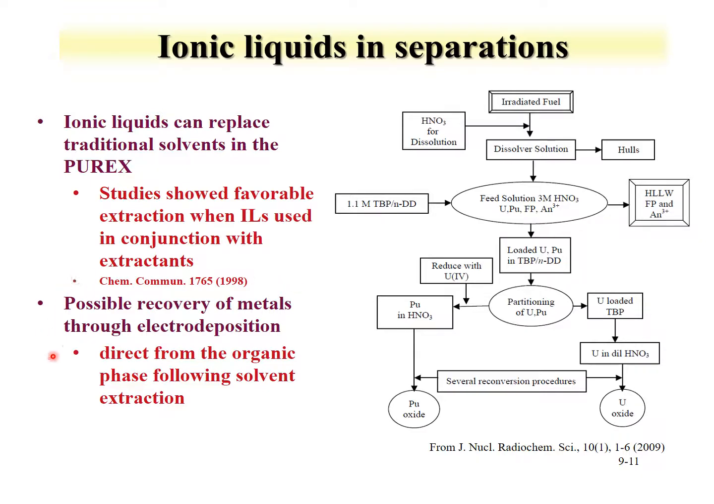One can also extend this, in that you can possibly recover metal ions from a separation that have ionic liquids through electrodeposition. This reference shows a flow sheet that has been proposed for using ionic liquids that fundamentally is similar to the Purex process, but that also includes separations of the uranium and the plutonium using an ionic liquid. And there are a number of different conversion procedures that can be exploited with this system.